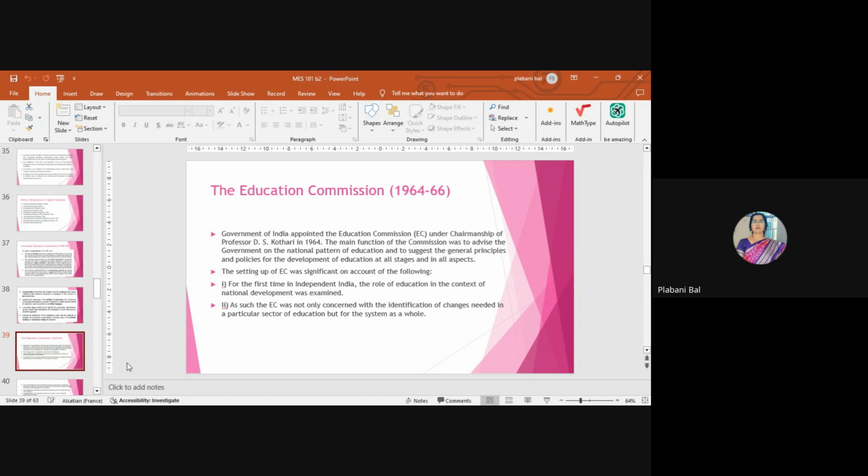Then the next thing it has emphasized is vocationalization of education. By vocationalization, the commission means that the opportunity should be provided at the secondary and senior secondary stage for vocational courses to develop their interests, skills and capacities in various vocational fields. So it is essential to achieve the aim of increasing productivity.